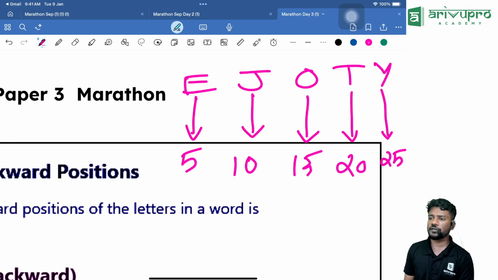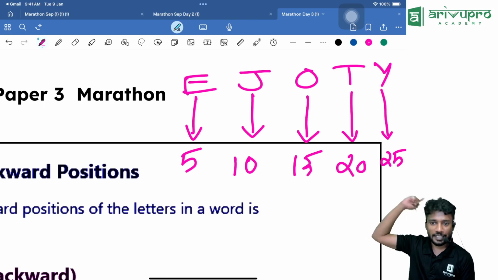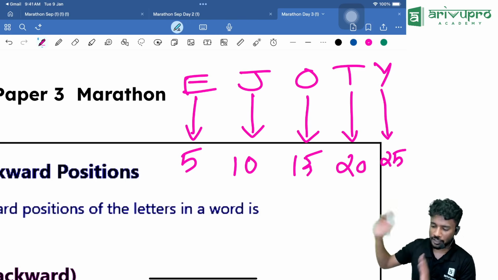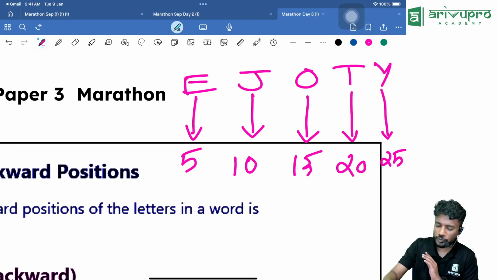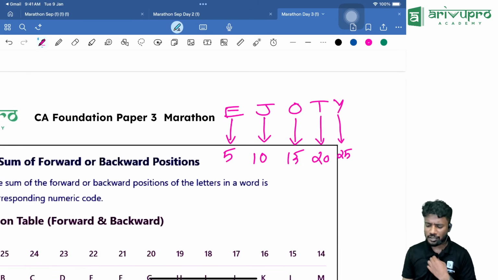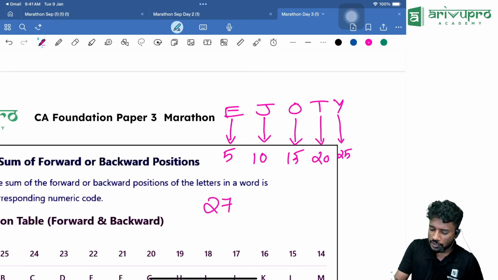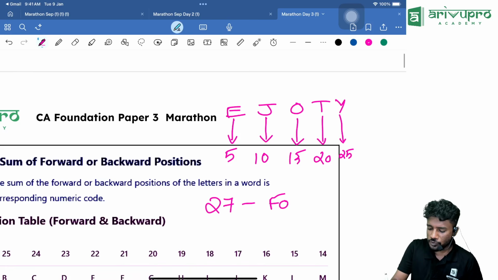Then what is the position of M? 13. How do you know? M, N, O. M should be 13, then N is 14, O is 15. So likewise you can find any letter's forward position. Now you will be like, sir, how can we calculate the backward position? That is very easy. 27 minus forward position.